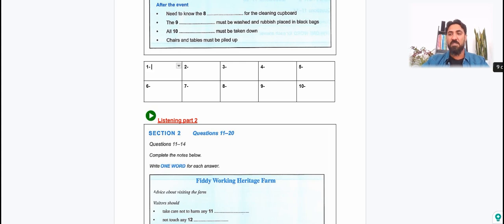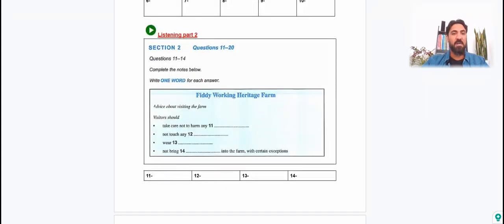So as you can see, we are continuing to listening part 2. In section 2, we have a different type of question. Again, we have the question, topic, and explanation, as you can see. So here we can again write only 1 word in the answer. If you write more than 1, the answer would be wrong. So the topic, you can see Fiddy Working Heritage Farm. It's about a farm. You listen again to the second listening and you answer questions.